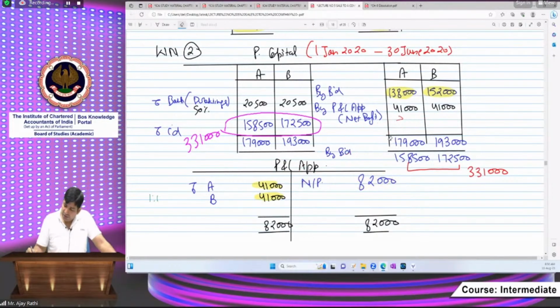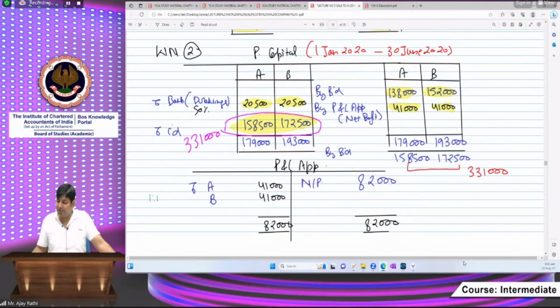And after that, you have to give just one more thing. Beta, you have to withdraw half of the profit as per the question requirement. So what could have been the balance sheet balances there? These are the balances of individual partners' capital account. Is this total 3,31,000? Yes, sir.